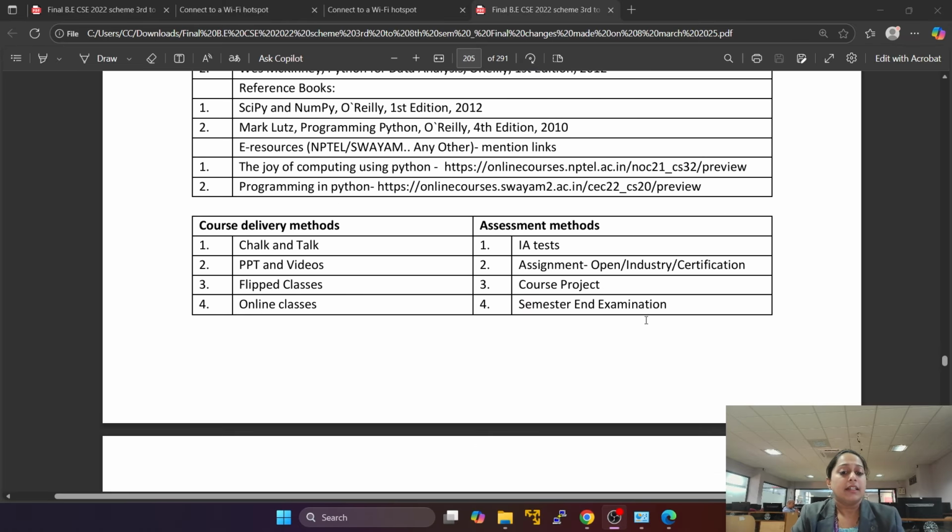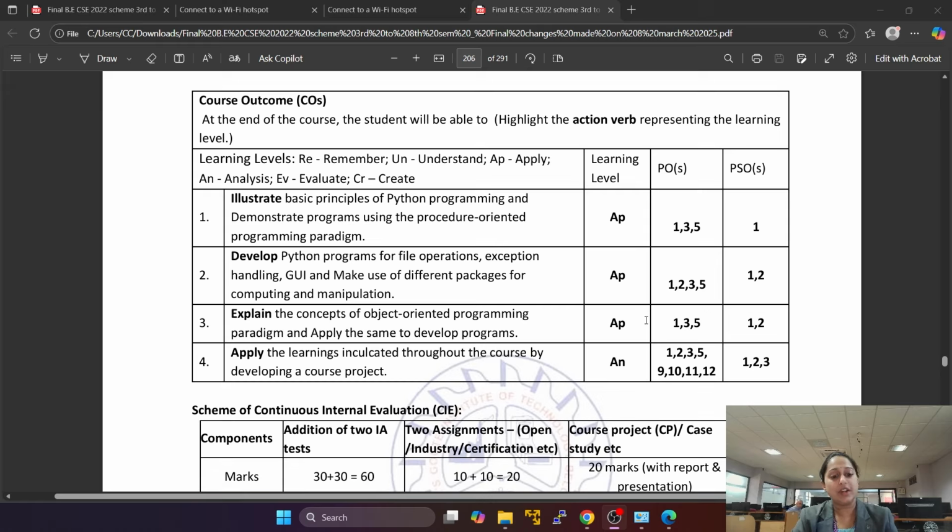Okay. So there are four course outcomes for this subject. The first outcome is to illustrate basic principles of Python programming and demonstrate programs using the procedure oriented programming paradigm. As I've already told you, there are two ways in which Python programming can be used. One is procedure oriented, where you will not have any object oriented concept. So our first objective meets that particular concept.